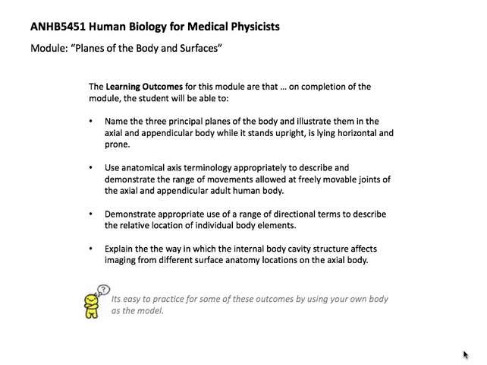Demonstrate appropriate use of a range of directional terms to describe the relative location of individual body elements. And explain the way in which the internal body cavity structure affects imaging from different surface anatomy locations on the axial body. And remember, it's easy to practice for some of these learning outcomes by using your own body as the model. Now it's time to move on to Part 1.